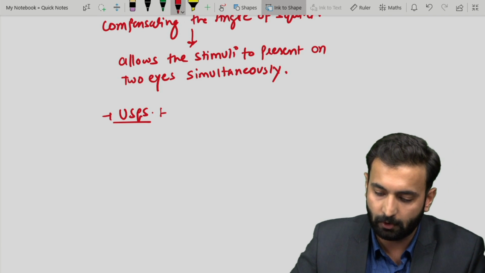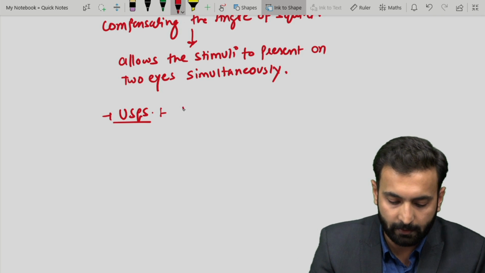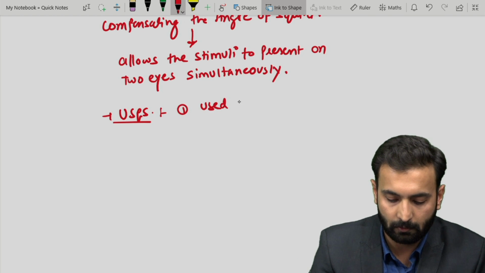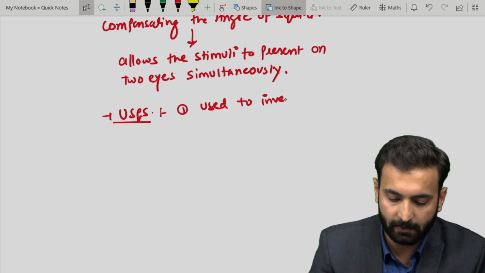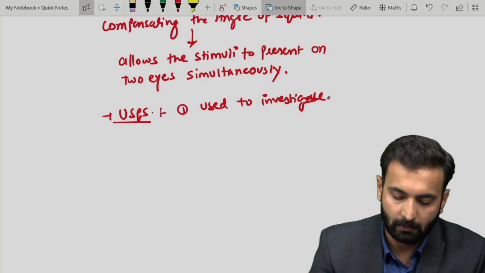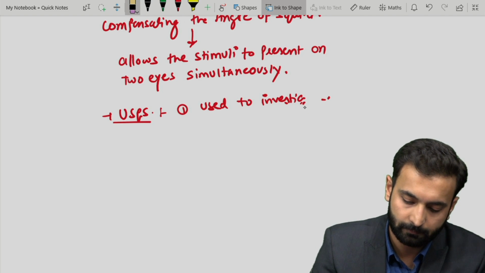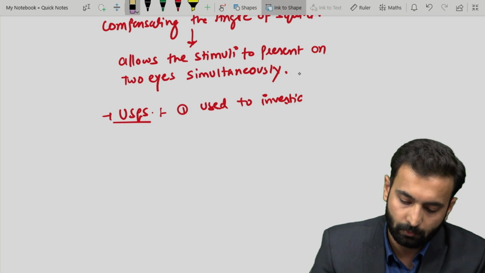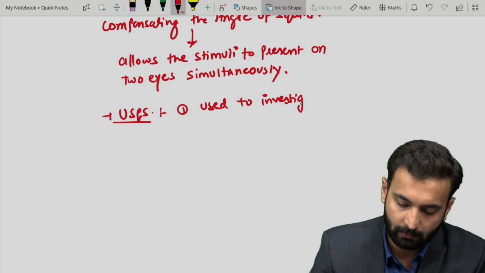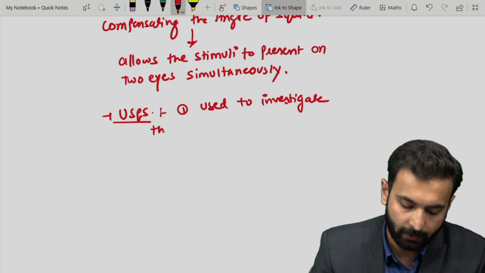What are the uses of synoptophore? So synoptophore is used to investigate the potential for binocular single vision.